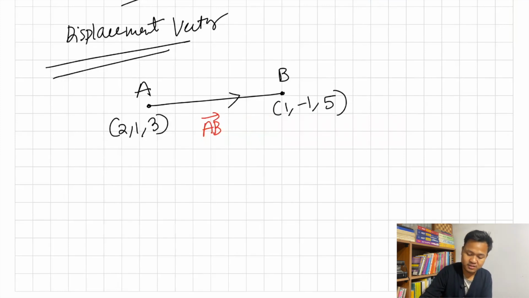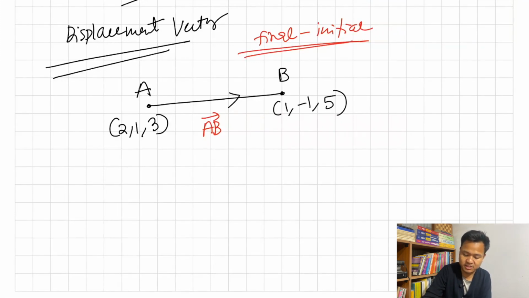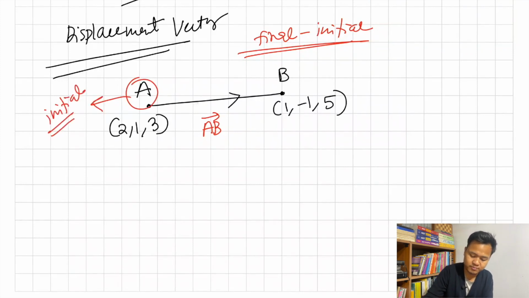How do you write it? Always remember: final minus initial. Here A is the initial, so you're starting from A and going towards B. So B is the final.